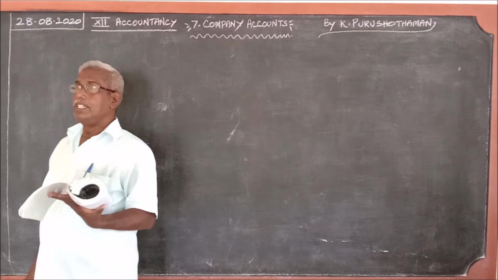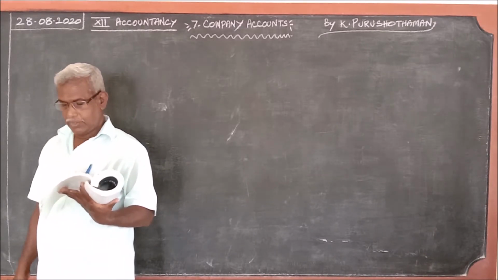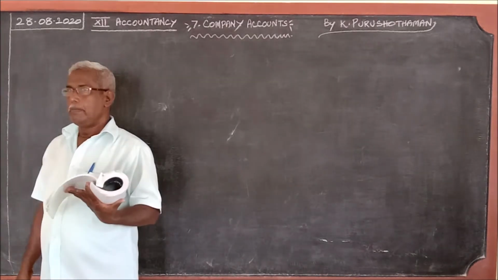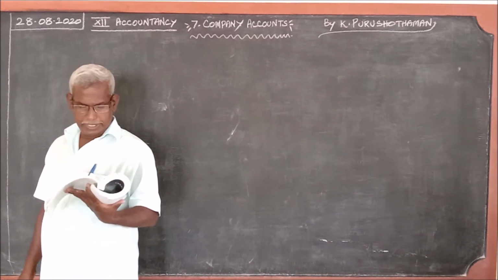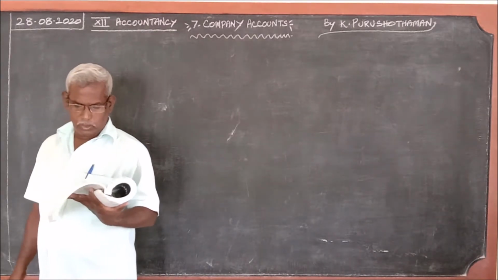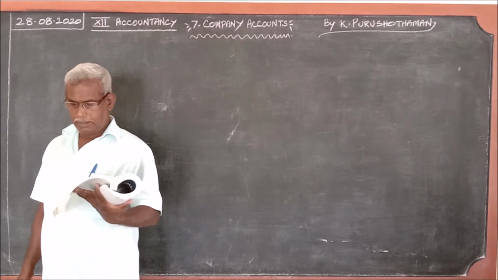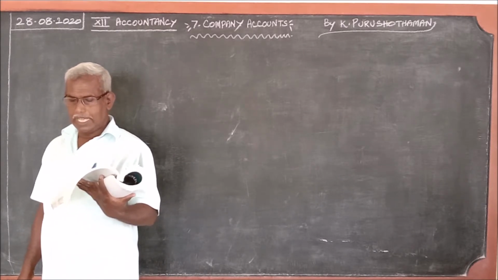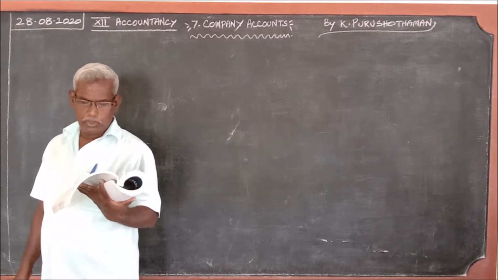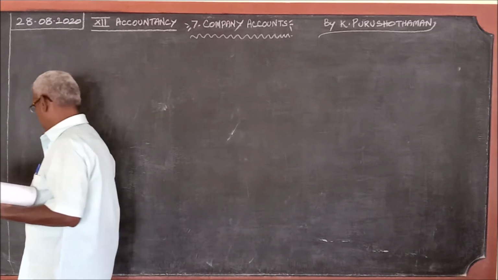Progress Limited issued 50,000 ordinary shares of rupees 10 each, payable 2 on application, 4 on allotment, 2 on first call, and 2 on final call. All the shares are subscribed and the amount was duly received. Pass journal entries.